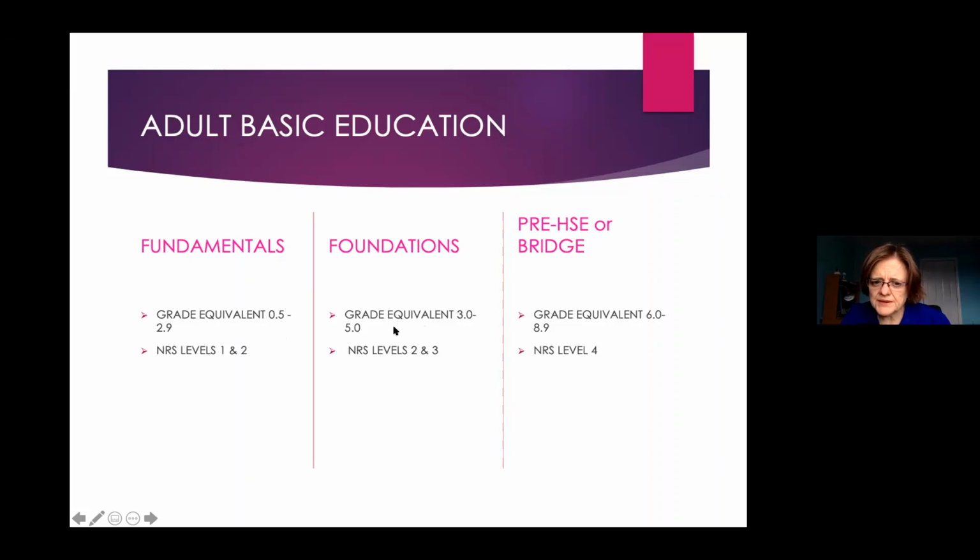Foundations is 3.0 to 5.0, so 3rd to 5th grade. That comes next, NRS levels 2 and 3. So somebody in level 2 could be in either one of these programs, or could be in both. You can give students as many classes as you want. I don't see that they should have more than 2, because how could they be at that many? They could be at 2 levels. Maybe they're reading here and doing their math here or something like that. That's very common.